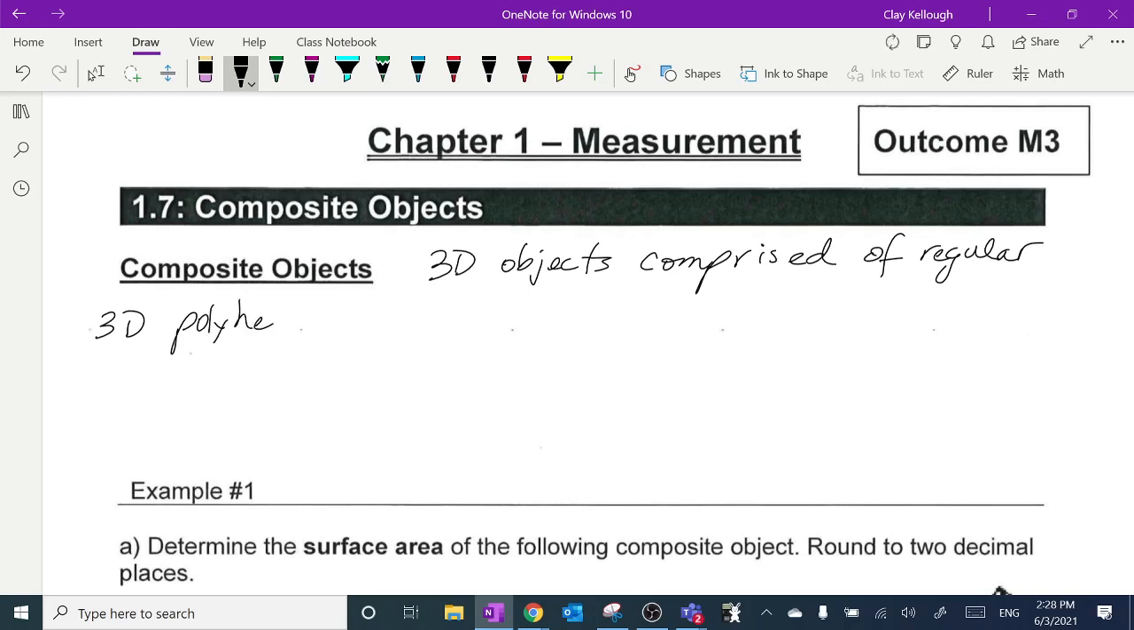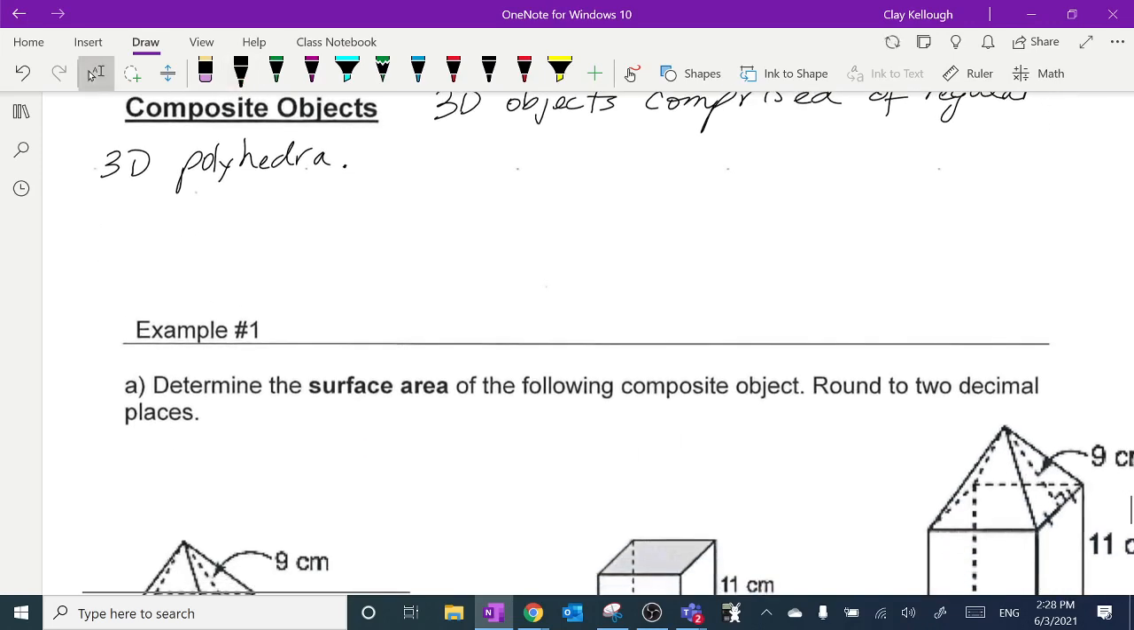I'll use this word, I don't think I've used this word yet: polyhedra. And that just means regular many-faced objects. Right? Polygon means many-sided. Polyhedra means many-faced. And so, for example, let's just use example 1.